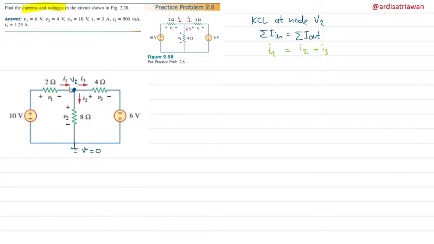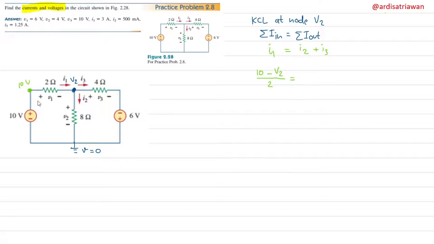Okay, now we have I1 here, and we can calculate I1 by using Ohm's law, because this node here is 10 volt from the ground. So we have a 10 volt voltage source, so we'll have 10 volt here. And I1 here is 10 minus V2 divided by 2. So the difference between voltage divided by the resistance.